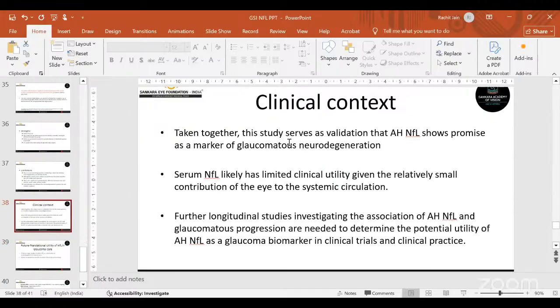And racial diversity may influence the relationship between systemic NFL and medical conditions. So, taken together, this study serves as a validation that aqueous humor NFL shows promise as a marker of glaucomatous neurodegeneration. Serum NFL likely has limited clinical utility given the relatively small contribution of the eye to the systemic circulation. Further longitudinal studies investigating the association of aqueous humor NFL and glaucoma progression are needed to determine the potential utility of aqueous humor as a glaucoma marker in clinical trials and clinical practice.